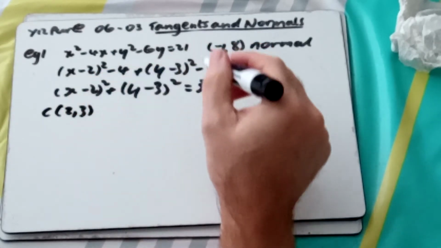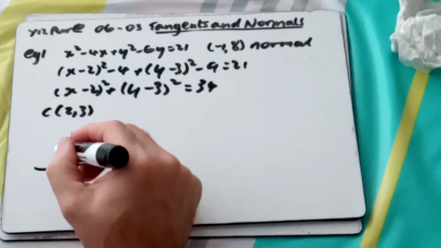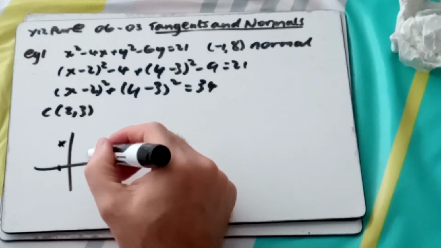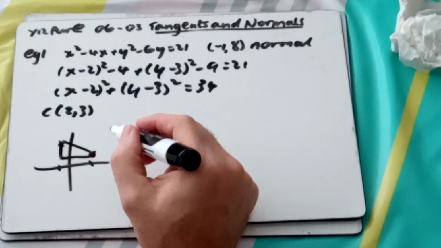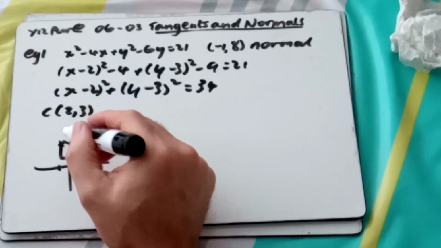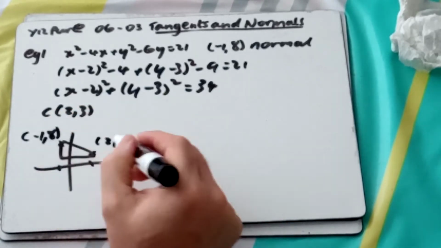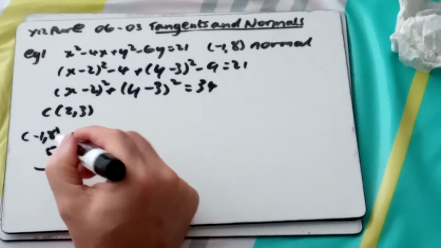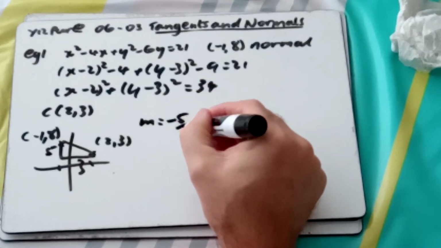What I am after though is the gradient of the line from the centre, 2, 3, read off from there now, and the point minus 1, 8. So it's probably worth doing a little sketch. Minus 1, 8 is up there, and 2, 3 is down there. And our line goes like this. So I want the line that goes through either of these 2 points, minus 1, 8 and 2, 3. So minus 1 to 2 has gone 3 along. 8 down to 3 is 5 down. So m equals minus 5 over 3.